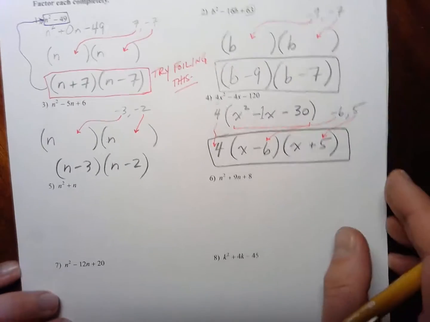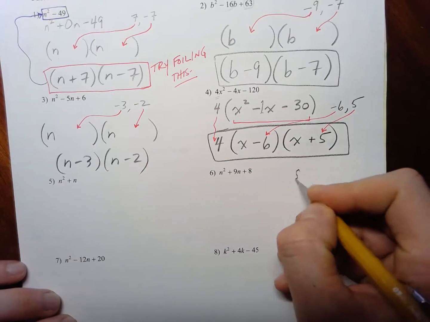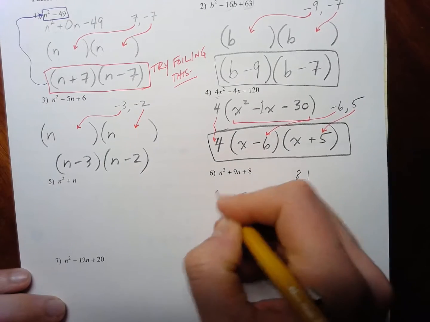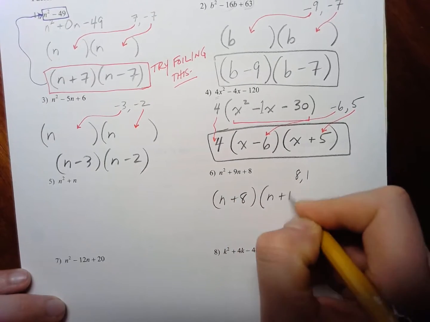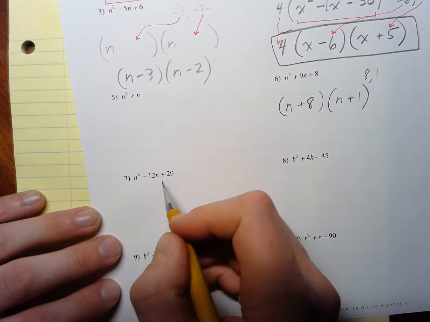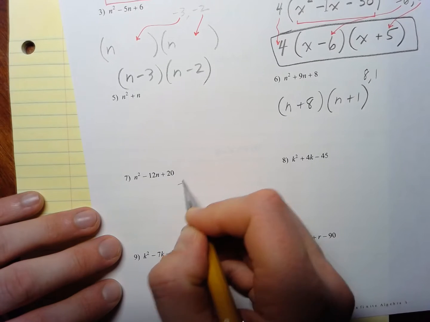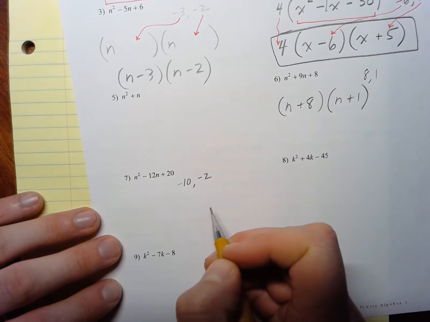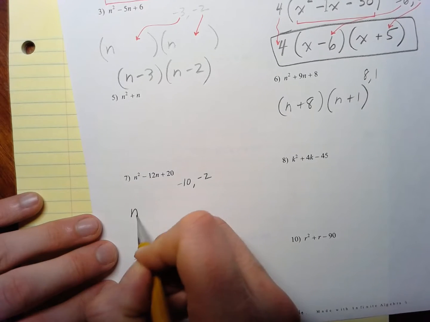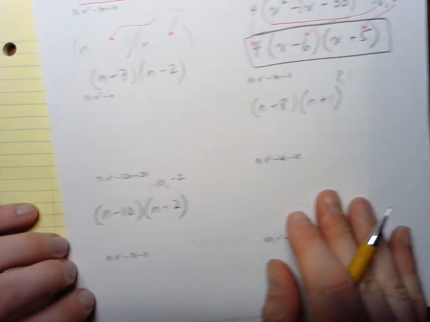Let's do this one here. Adding to get 9, multiply to get 8. Well, 8 and 1 will do it. So it's n plus 8 and n plus 1. Here, what about negative 10 and negative 2? If I multiply those, I get plus 20. If I add them, I get minus 12. So I have n minus 10 and n minus 2.